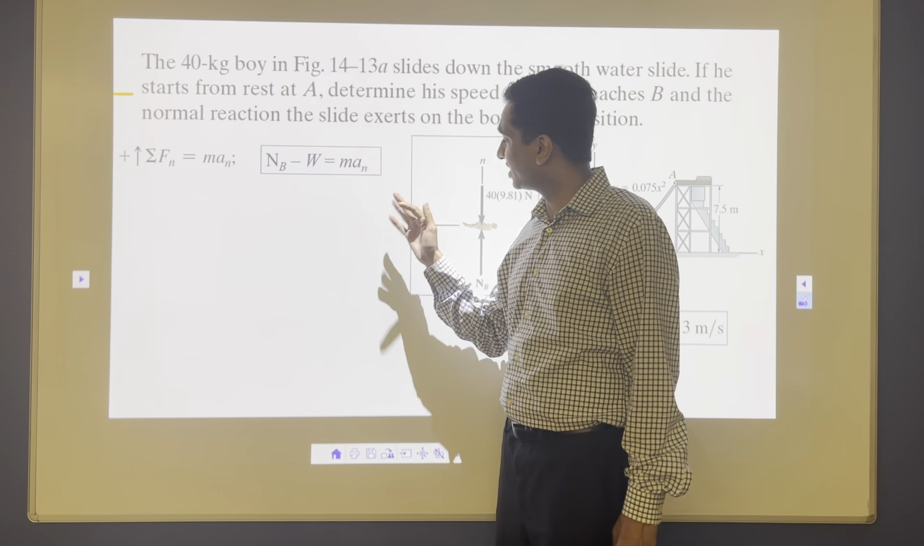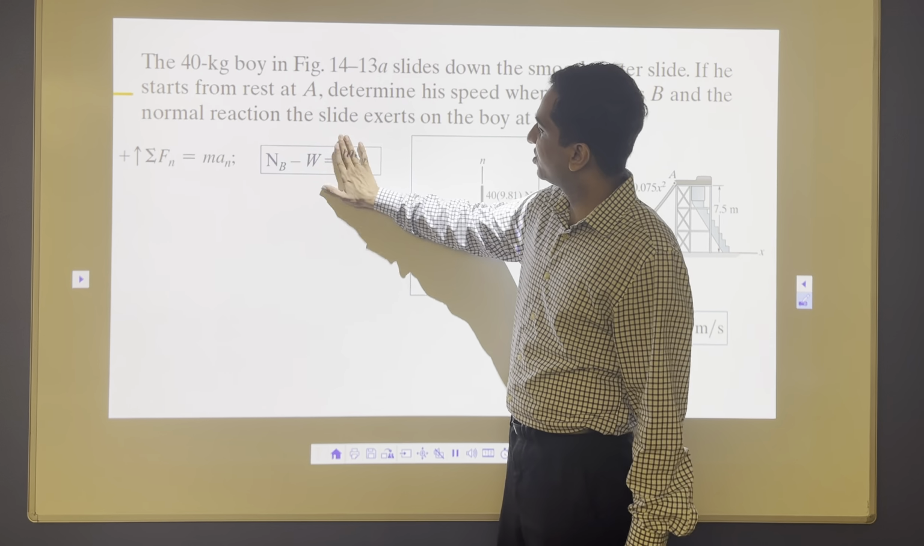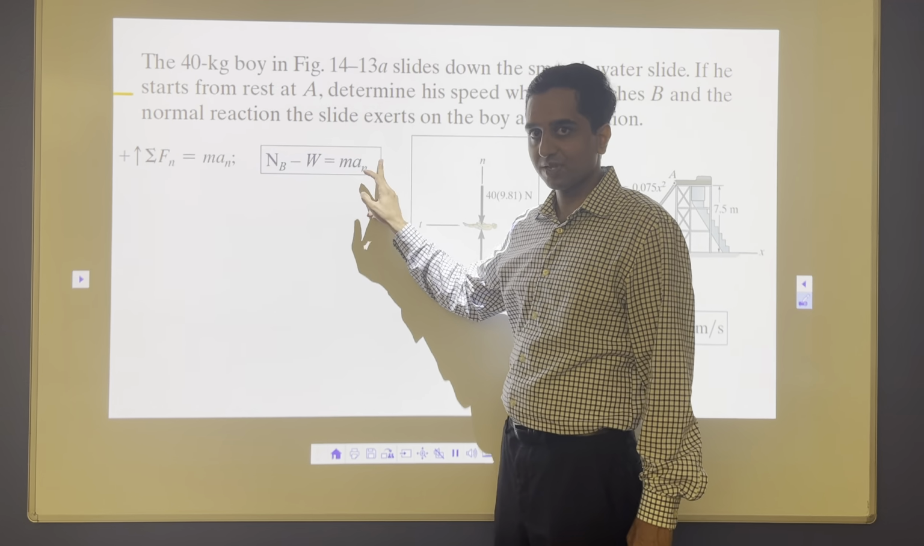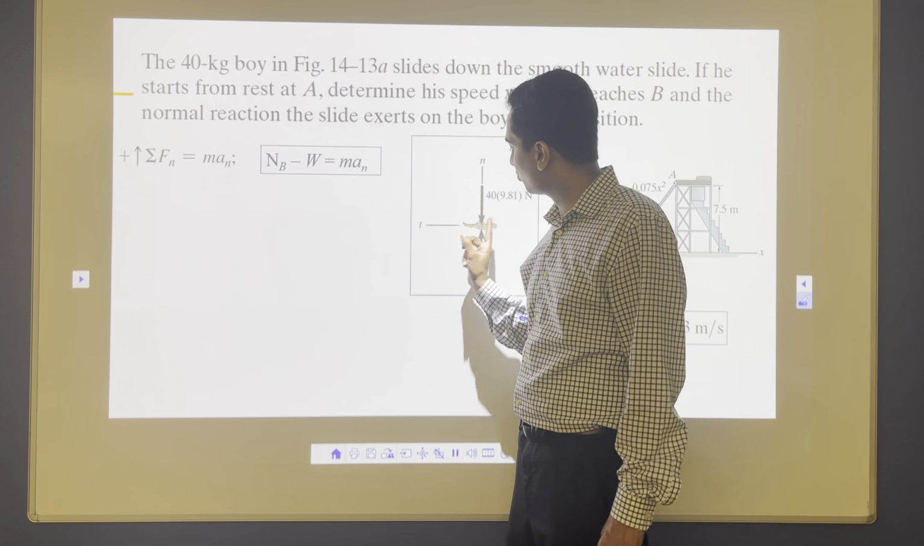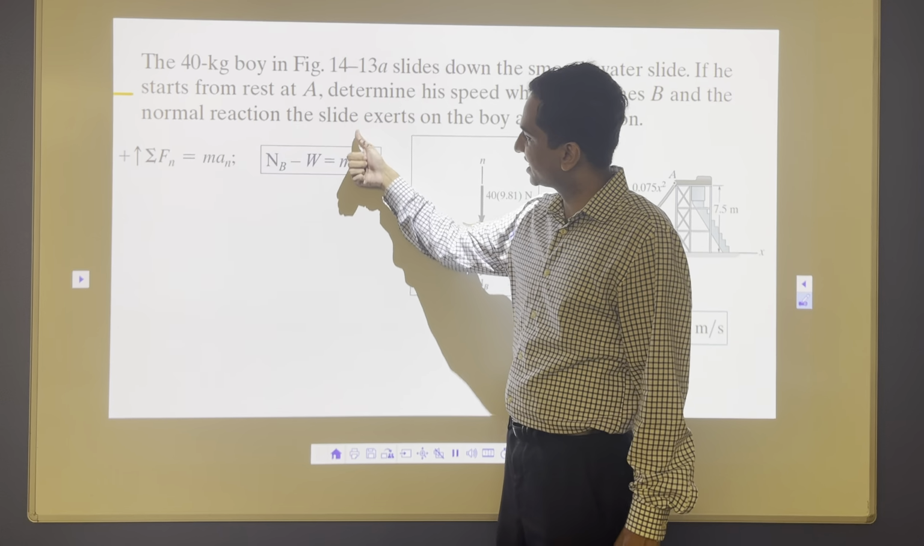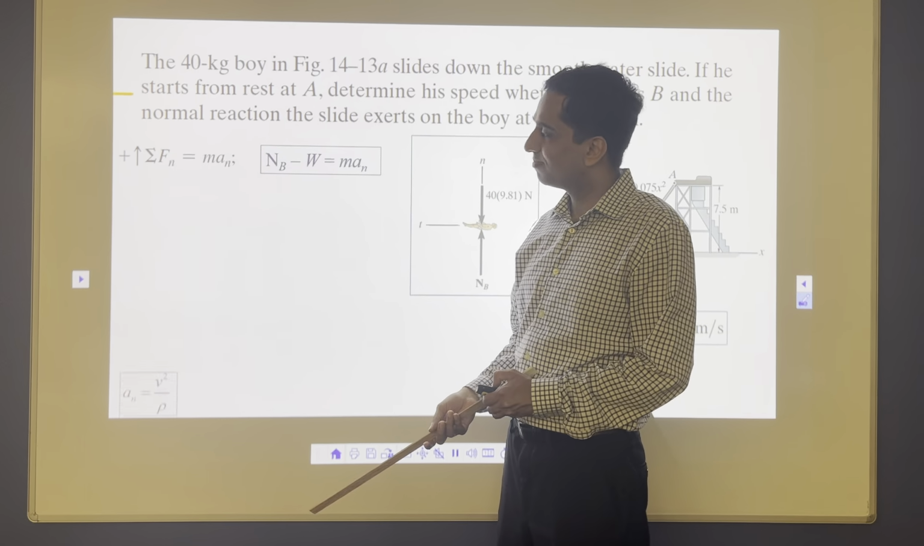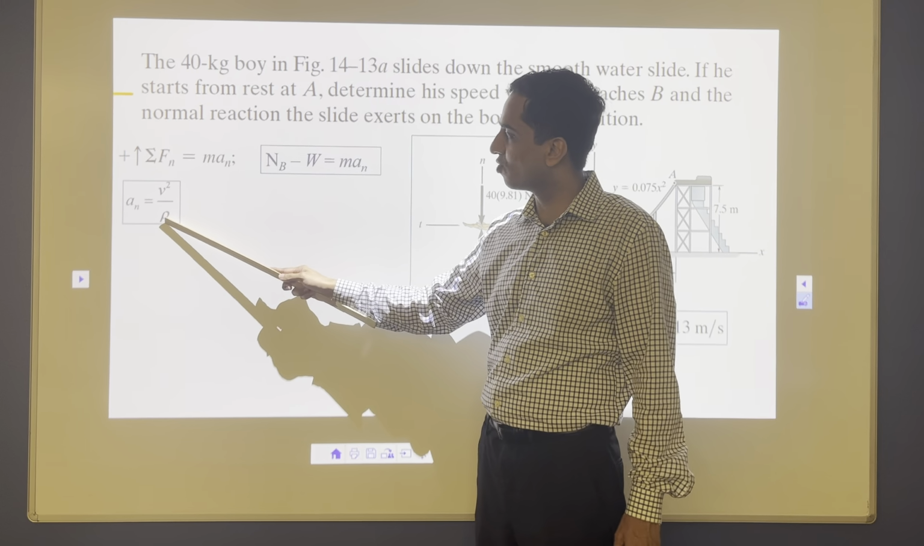Now again, if he is just sleeping, velocity is 0. If velocity is 0, this a_n is 0. If this is 0, N_B is equal to weight. But he is not sleeping, he is coming down with velocity. And the more the velocity, the more the value of a_n. As a_n goes up, N_B will go up. a_n, we know, by definition is v squared by rho.